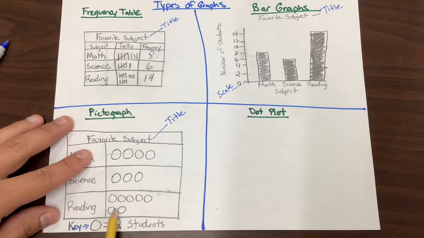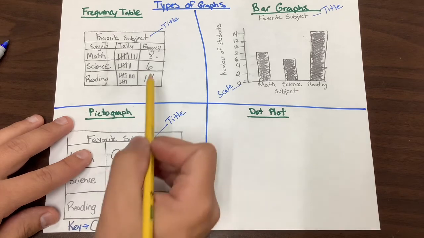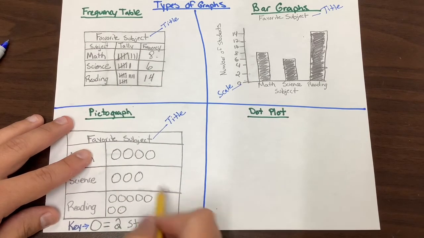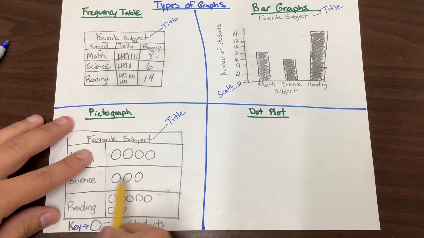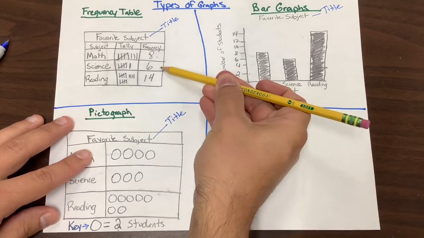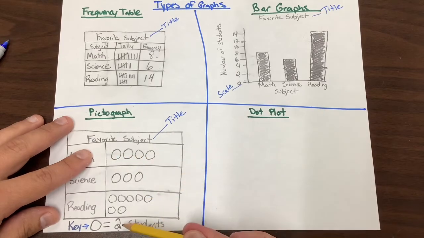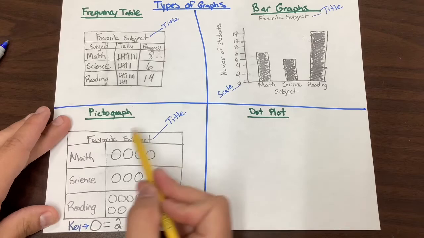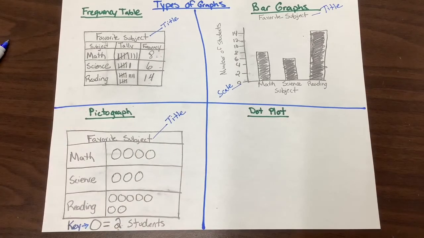So let's see. 1, 2, 3, 4, 5, 6, 7 of them. I chose 7 circles, but each circle is 2. So that gives me 14 because 2 times 7 is 14. Oh, you see our multiplication there. 3 times 2 gives us 6. And 4 times 2 gives us 8. So see how we use multiplication in our table here?